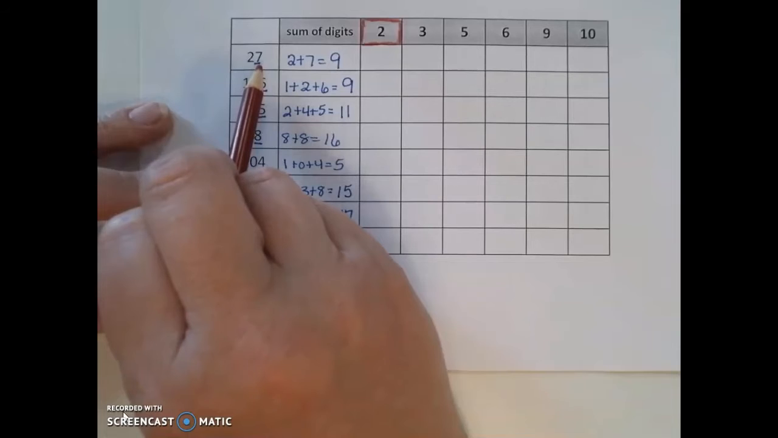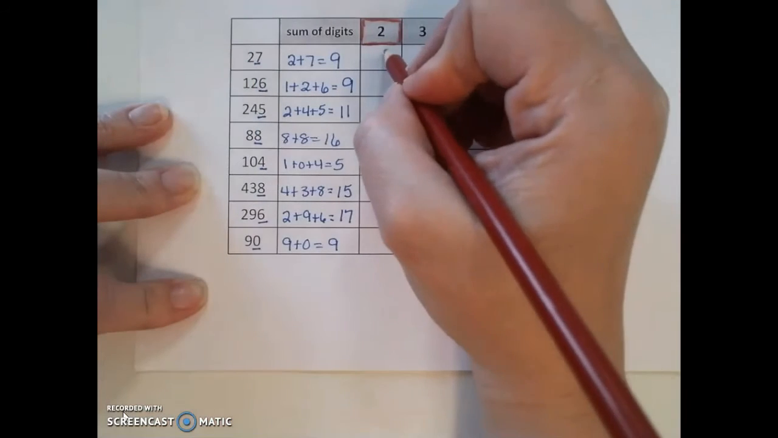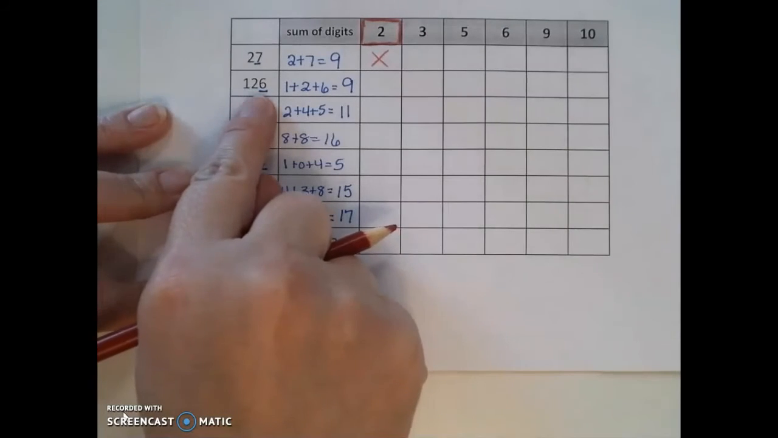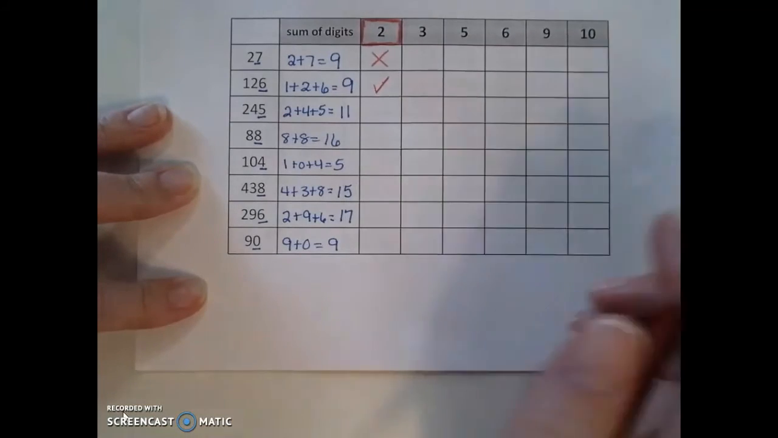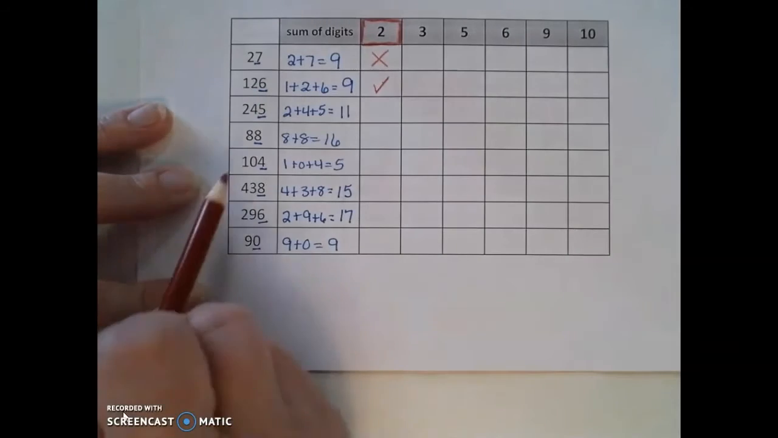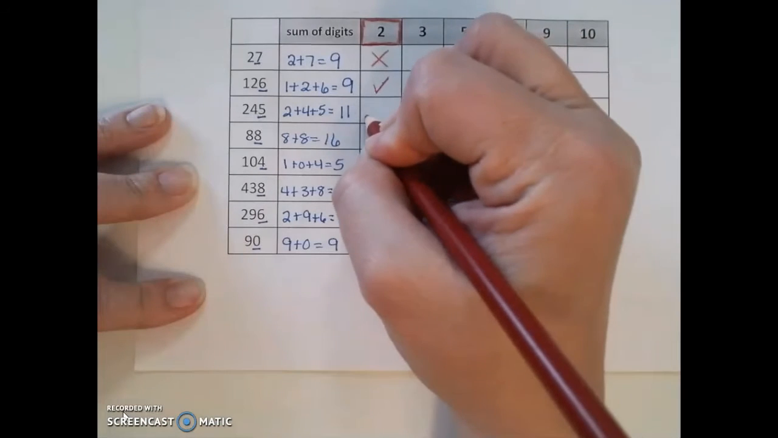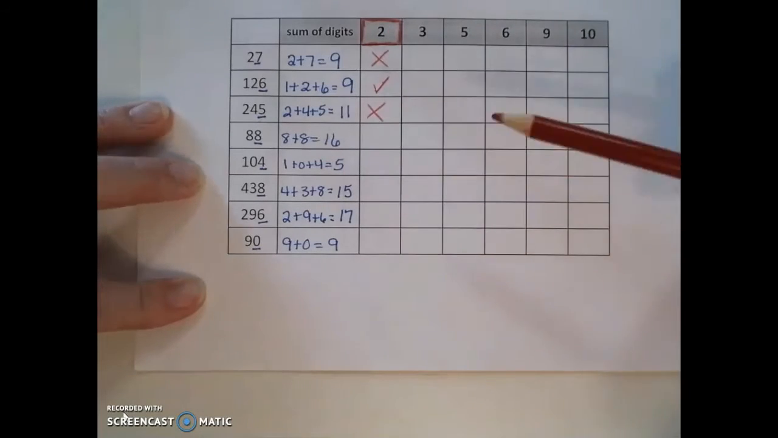Looking at the number 27, the rule for 2 is that the last digit must be a 0, 2, 4, 6, or 8. This is none of those. That means 27 is not divisible by 2. 126 ends in a 6, so that makes it divisible by 2. So I put a check because this is divisible by 2. 245, the last digit is not a 0, 2, 4, 6, or 8, so that means 245 is not divisible by 2. Remember, this whole column is about the 2's.